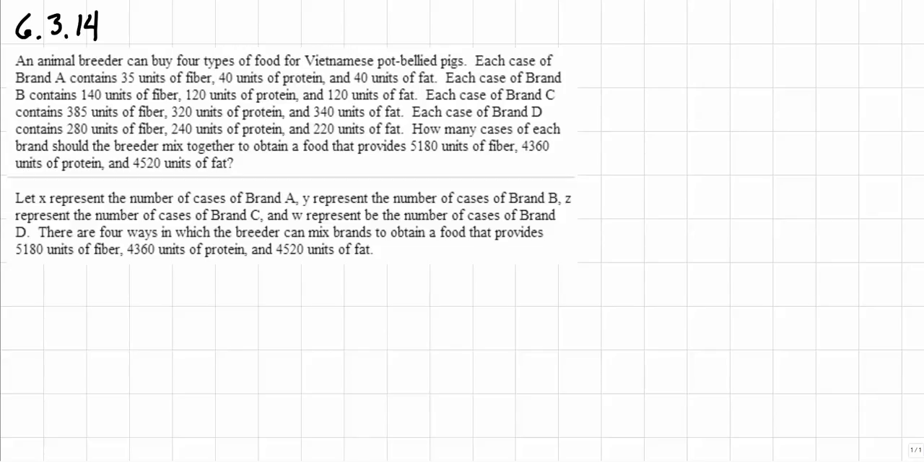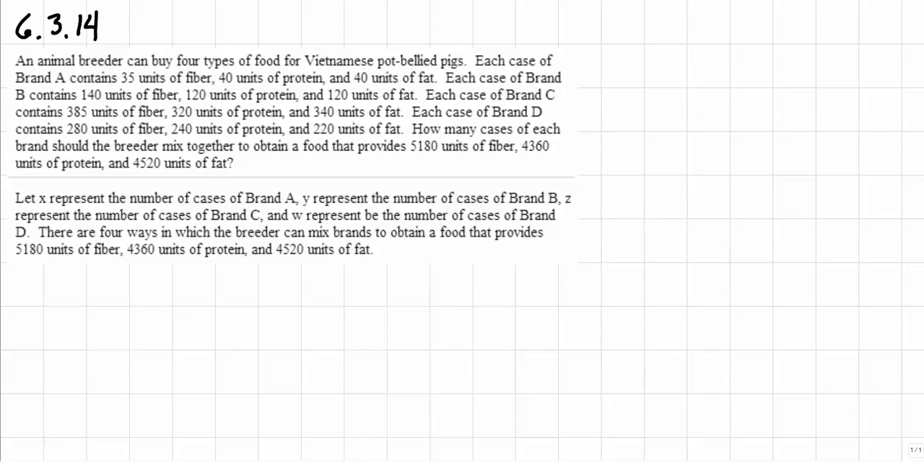We're going to start off by using this information in the problem. Let X represent the number of cases of brand A, Y represent the number of cases of brand B, Z represent the number of cases of brand C, and W represent the number of cases of brand D. There are 4 ways in which the breeder can mix brands to obtain a food that provides 5,180 units of fiber, 4,360 units of protein, and 4,520 units of fat.